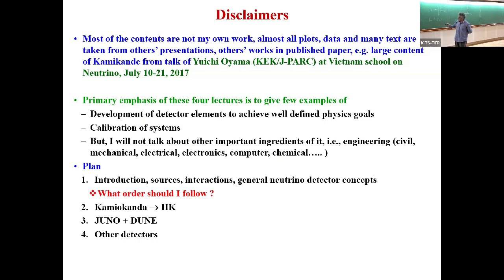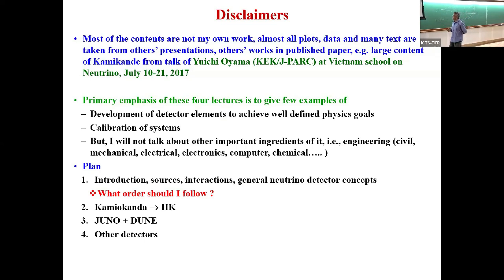In these four lectures, my primary emphasis is to give examples of the development of detector elements. We have some physics goal, for example, a neutrino has to be detected. How do we detect the neutrino, and how is the instrument designed and materialized for that? This is the development of the detector element to achieve a well-defined physics goal.